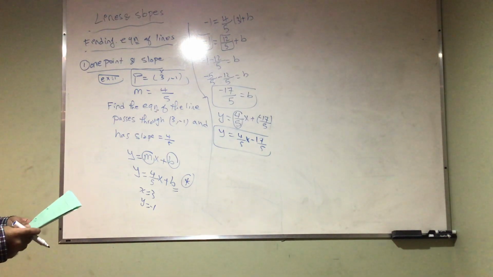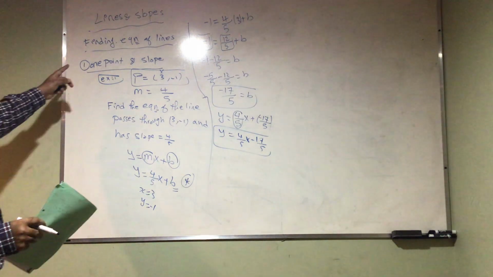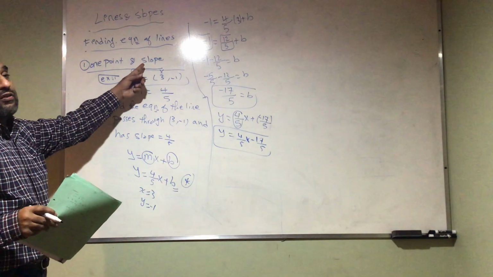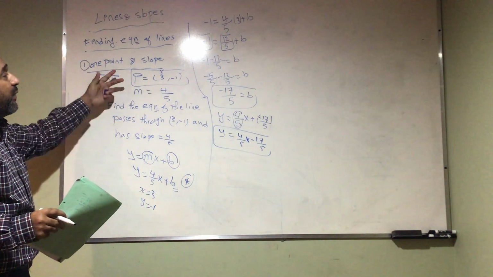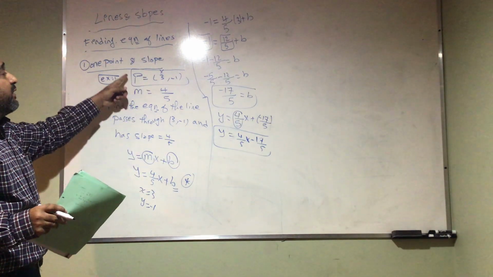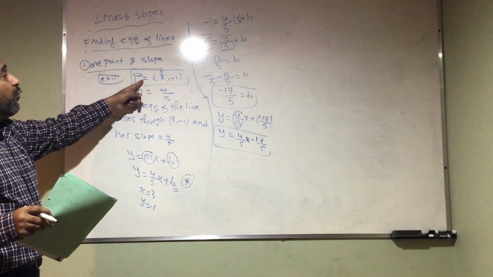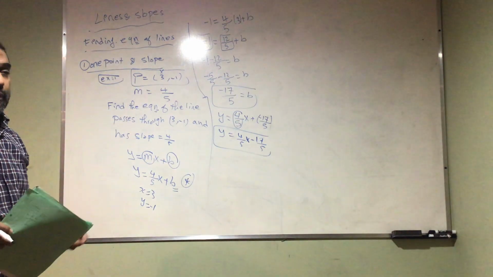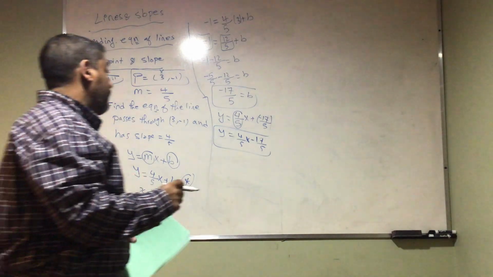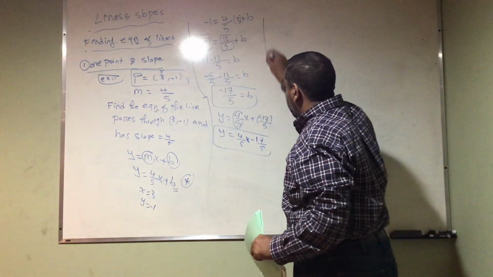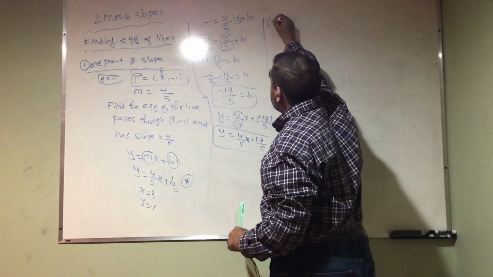All right, guys? So that is how, if you have one point and the slope is given to you, you get the equation. I showed you by this example how to get the equation of the line if you have one point on the line and the slope is given. So that is case number 1. I may have another case here, case 2. What is case 2, guys?